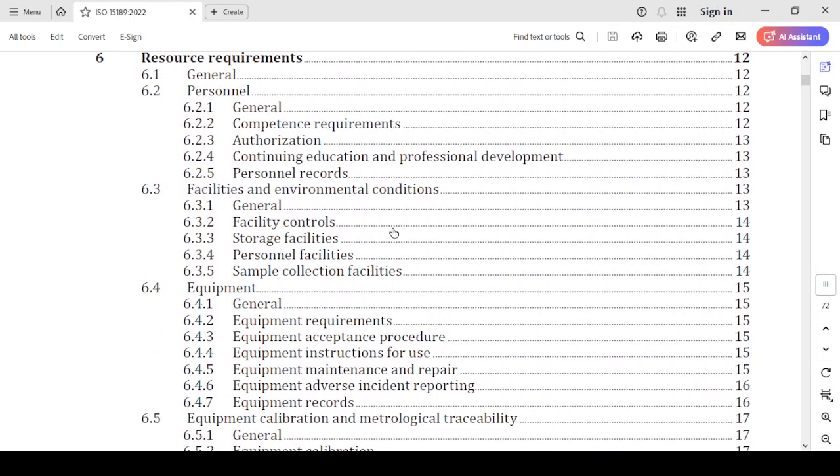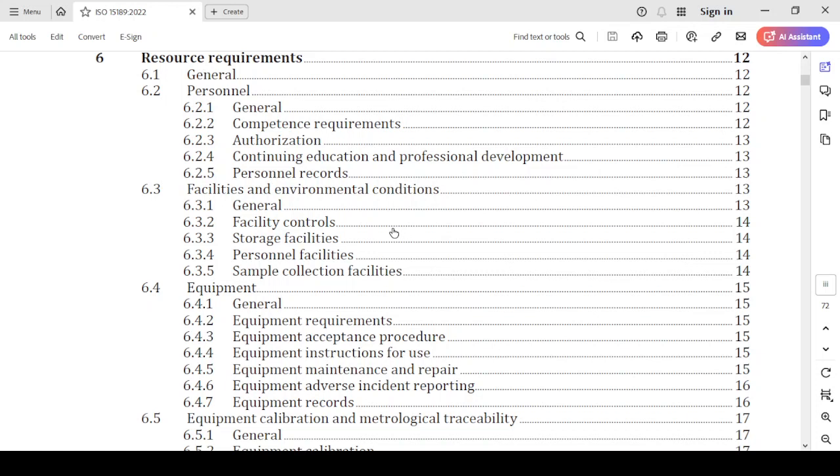Now, clause 6 talks about the resources that you need to run the lab. And these resources can be personnel. So you can unmute and tell us what other resources are needed to run a lab. Okay. Jamila, for you, you've put in your submission. Let the others also put in their submissions. What are the other resources that are required to run a lab besides personnel?